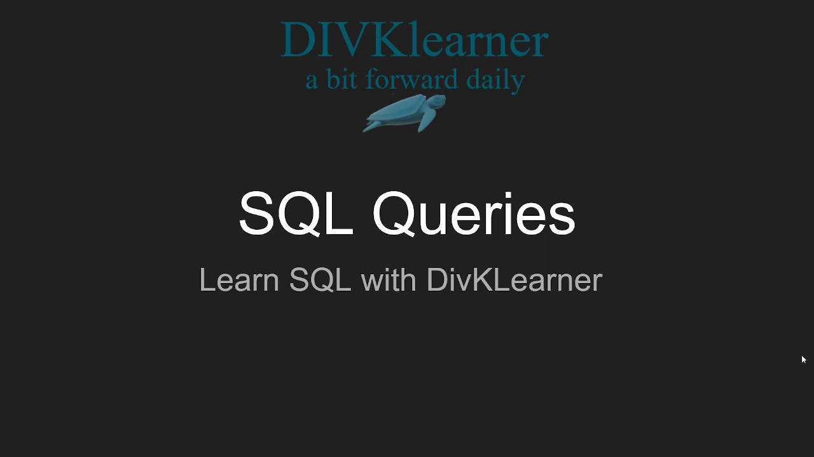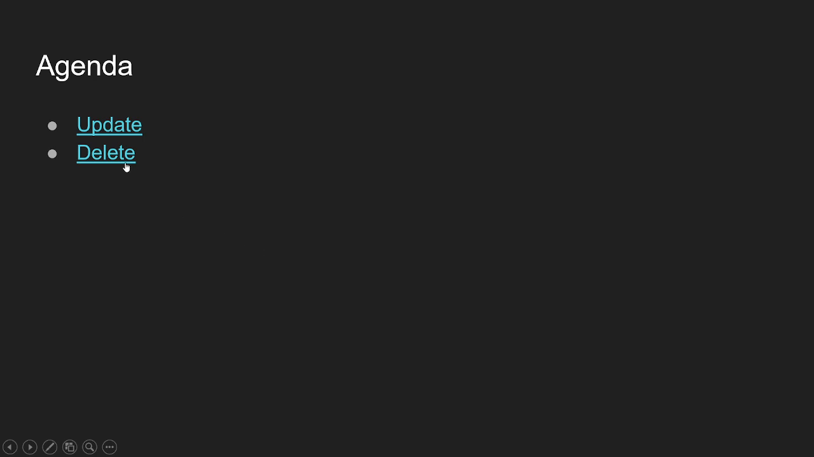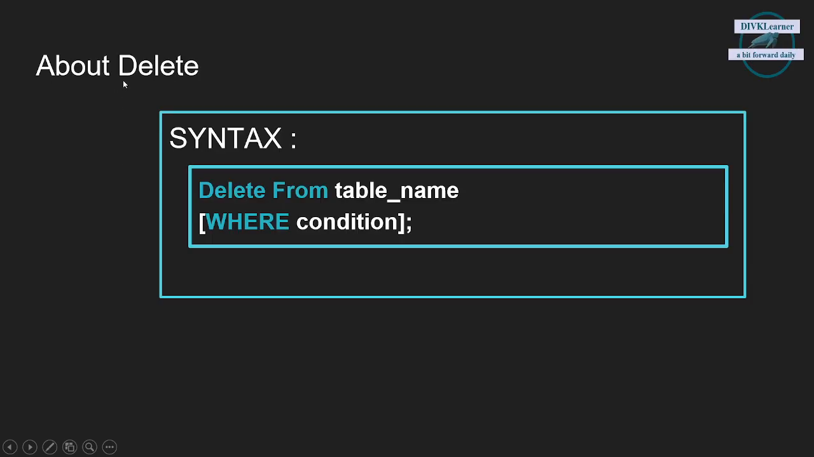Let's learn SQL queries with DivK Learner. So let's get started. Our today's agenda is the delete statement in SQL. Let's see what the delete statement is and how we use it. The delete statement in SQL is used to delete a number of rows or all the data from the table. That data should be existing.